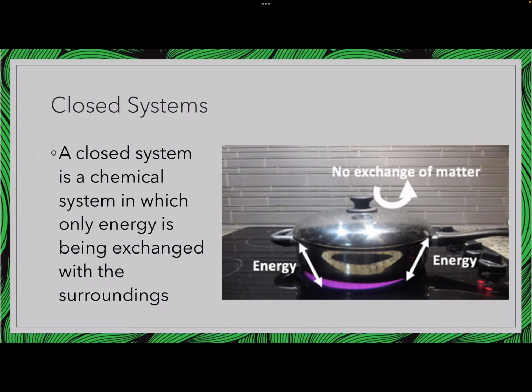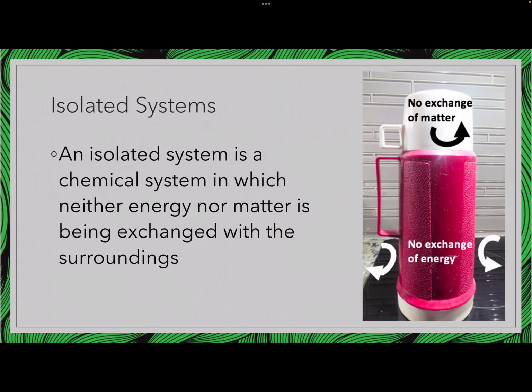Now, a closed system is a system in which only energy can be exchanged with the surroundings. And this is the one that is required for an equilibrium system. In a closed system, we can get exchange of energy between the surroundings and the system, but matter cannot be exchanged. Imagine a pressure cooker. You've got the lid on, it holds all the water and everything in there, but we can heat it up. We can put energy in and we can take energy out of the system, but the matter that's in there stays in there.